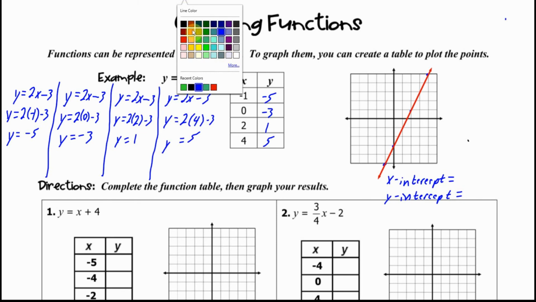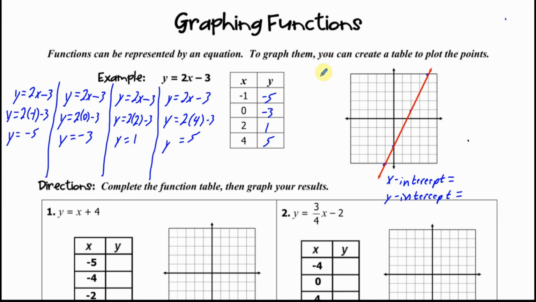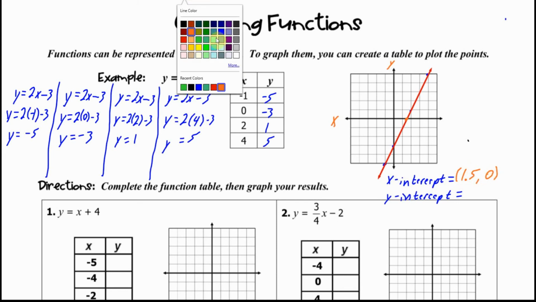X-intercept: where does this graph hit the x-axis? So I follow along my line. Remember, this is my x-axis. Maybe label it x, y. I'm going to follow my line where it hits the x-axis, and that looks like at 1.5, 0. I'm going to show you how to do this algebraically as well, but right now that looks like 1.5, 0.